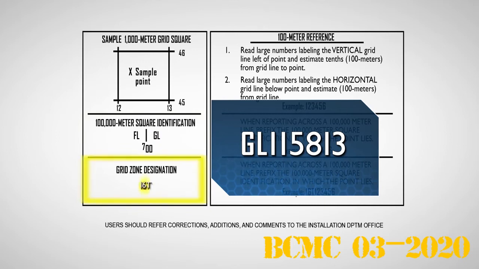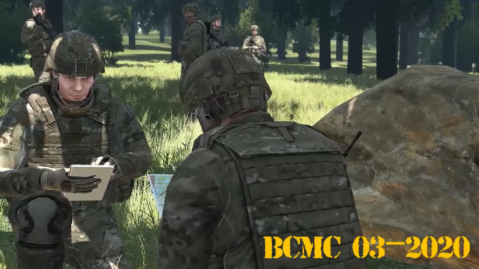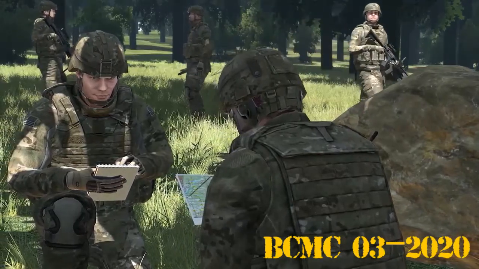Identify the grid zone designation 16 Tango in this example by looking in the grid zone designation box in the margin of the map. Place the grid zone designation 16 Tango in front of the 100,000 meter square identifier, Golf Lima, and the grid coordinate 115813. The final grid coordinate becomes 16 Tango Golf Lima 115813. By learning to utilize the grid system, you will be able to locate any point on a map in order to perform any number of land navigation tasks.